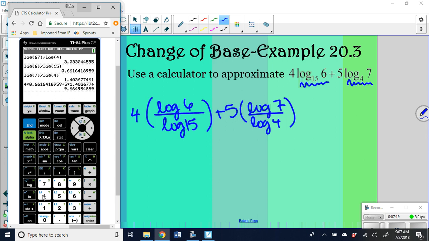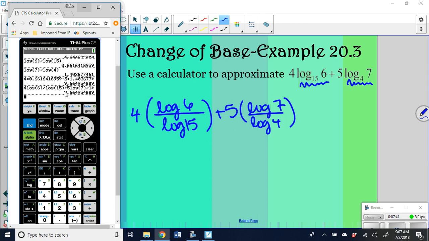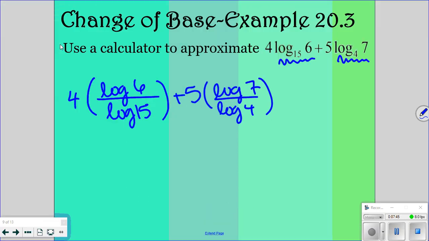Now I'll show you how you can do it all in one line. You can just do 4 log of 6 divided by log of 15 plus 5 log of 7 divided by log of 4. And you still get the exact same answer. So 9.6650 either way, for your answer. So that's how those work.